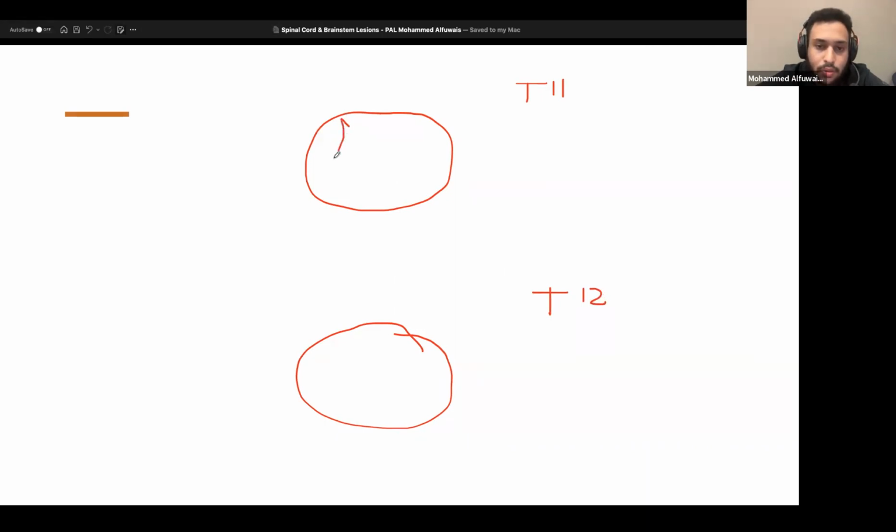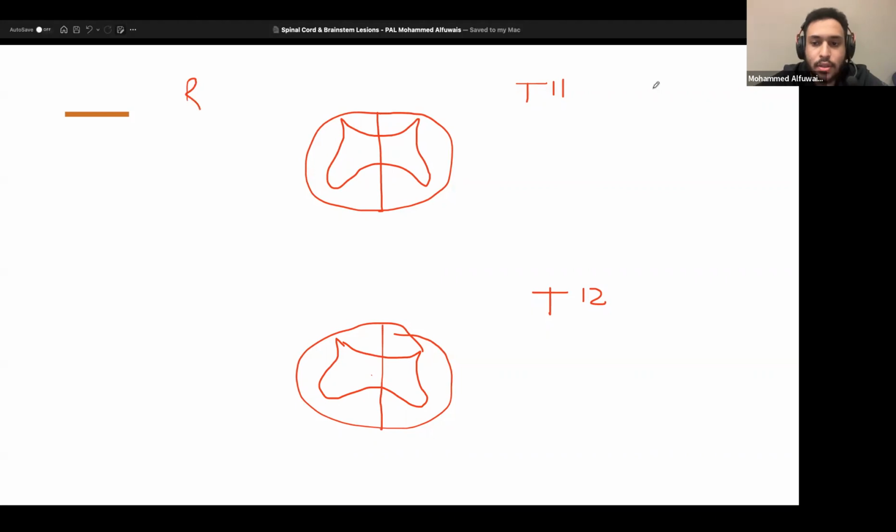Okay, so I'm going to draw the gray matter now. I'm just going to do half, so it makes sense to you guys when I do this. And I want to cut, let's just say this is the right side, and this is the left side. I want to cut the left side. Okay, so the left side of T11 is transected. Now we go over one by one to each tract. I'm going to start with the easier ones, then we go into the more difficult ones.